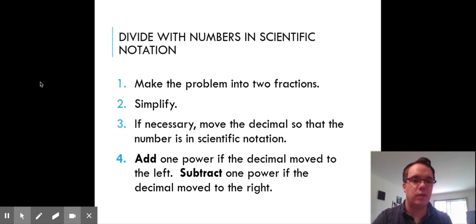So the steps we're going to use today to divide, we're going to make the problem into two fractions. So again, we're going to separate the numbers from the powers of 10, and then we're going to simplify. And if necessary, we're going to move our decimal so that our answer is still in scientific notation. If we have to move our decimal to the left, we're going to add 1. And if we have to move our decimal to the right, we're going to subtract 1 from our exponent. All right, this will make a whole lot more sense when we do an example.